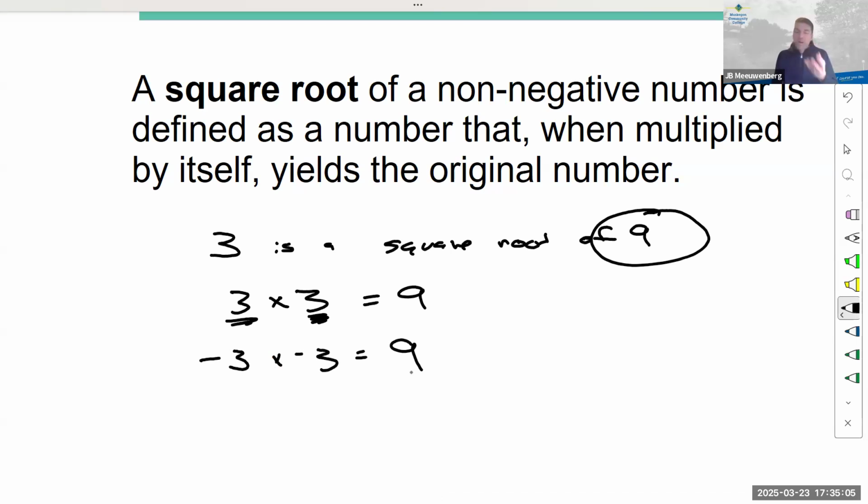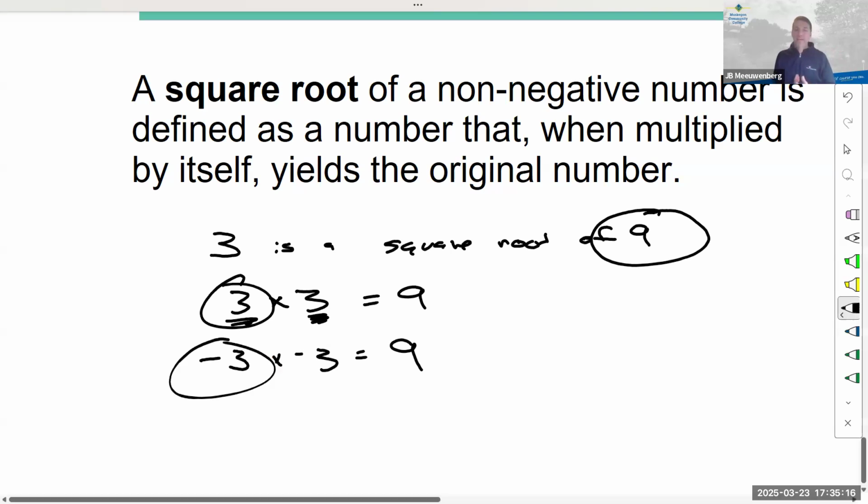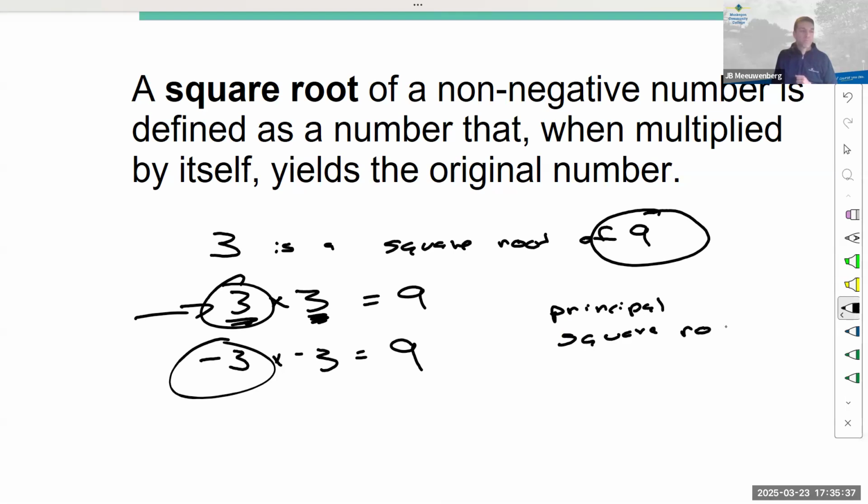So positive numbers actually end up having 2 different square roots. They have the positive number and they also have the negative number. But generally, we're usually more concerned about this. There are times when the negative square root does matter, but most of the time we're focused on the positive. And so we call the positive square root the principal square root.